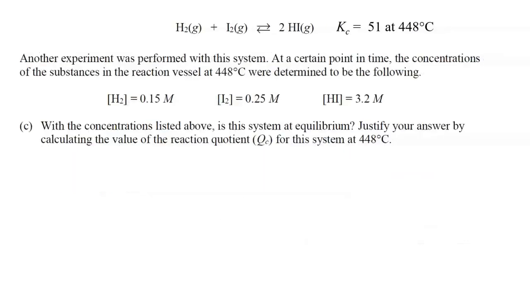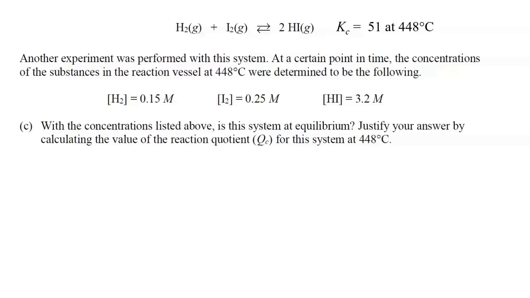All right, in part C, now we are given information about concentration, and we're not necessarily at equilibrium. It says another experiment was performed with this system, and at a certain point in time, the concentrations of the substances in the reaction vessel at 448 degrees Celsius were determined to be the following: concentration of hydrogen 0.15 molar, concentration of iodine 0.25 molar, and concentration of hydrogen iodide 3.2 molar. Remember that the reaction quotient is something that you can evaluate at any point during the reaction. So that's what we're going to do right now.